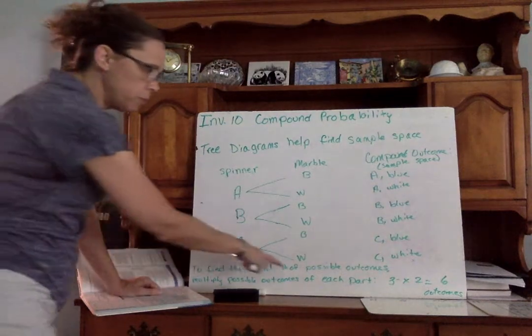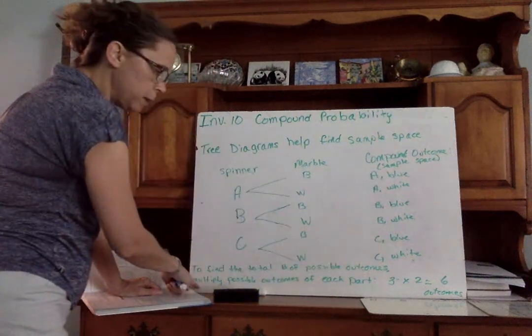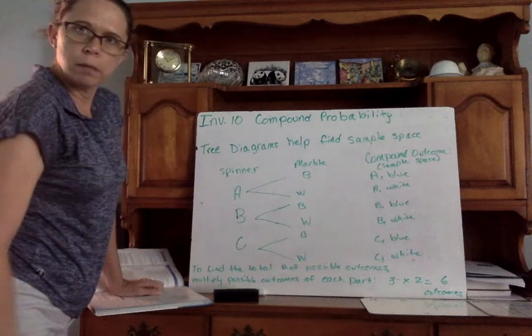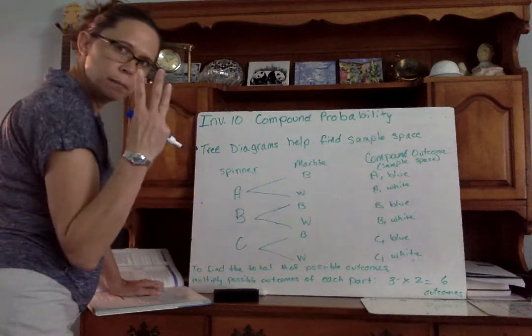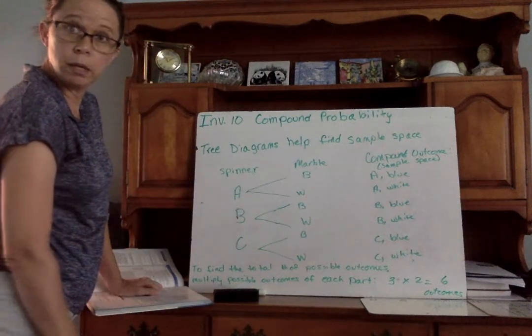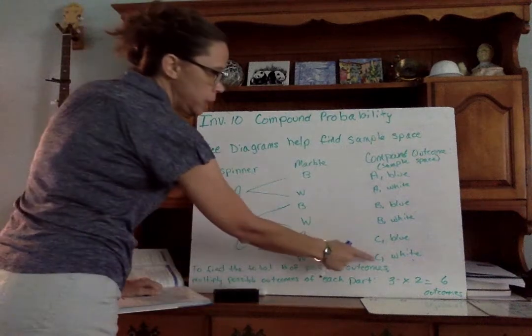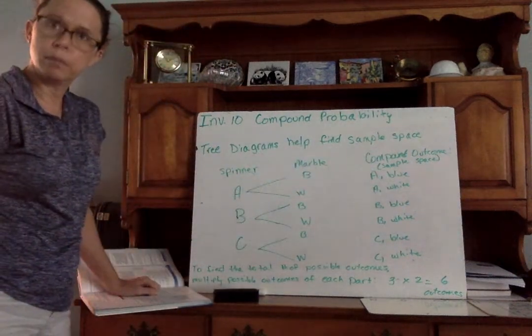To find the total number of possible outcomes, we multiply the possible outcomes of each part. I had 3 possible outcomes on my spinner, times 2 possible outcomes on the marbles. 3 times 2 is 6 possible outcomes. And look here, 1, 2, 3, 4, 5, 6. I got 6 possible outcomes.